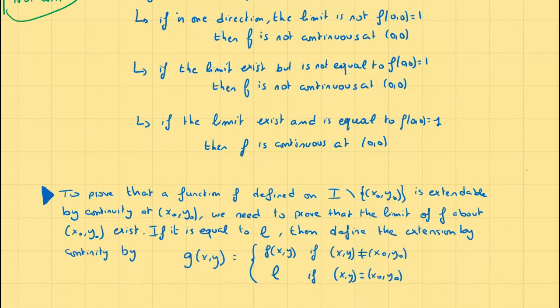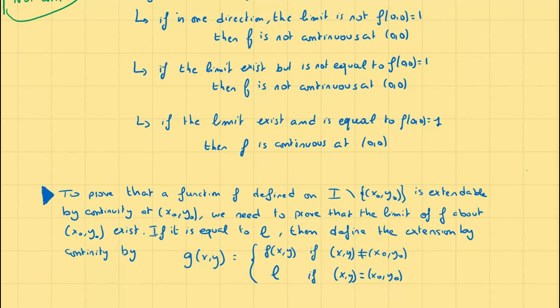If this limit exists and is equal to L, let's say, then we can define the extension by continuity as this new function that I would call g in this case, such that g(x,y) is equal to f(x,y) when (x,y) is not equal to the problematic point (x0, y0), and g(x,y) equals the limit I found, L, when (x,y) is equal to (x0, y0).